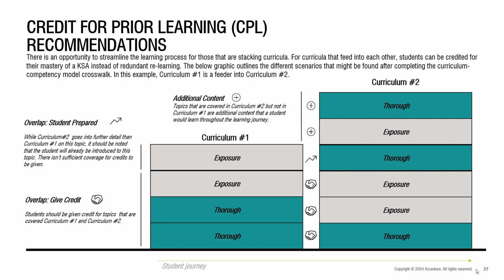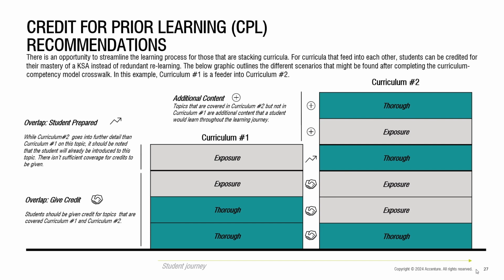Looking up into the student prepared boxes, so that's going to be the top box of curriculum 1 and kind of the middle blue box of curriculum 2. We can see that there's exposure within curriculum 1 for this specific topic, but in curriculum 2 there's thorough coverage, so that would result in a student prepared topic. They're introduced to the topic within curriculum 1, but not necessarily have enough of the detailed mastery to be able to apply that credit for prior learning opportunity.